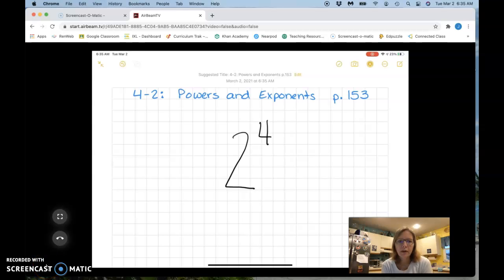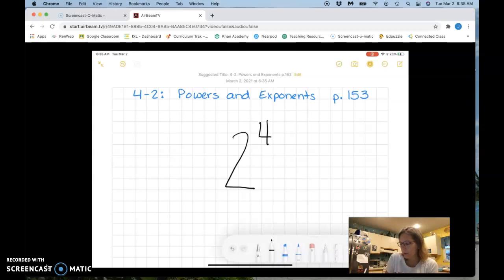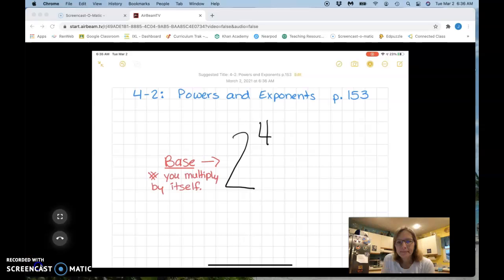Hey guys, today you're going to be learning about powers and exponents, and I know you've learned about this before, so I'm just going to do a quick review. When you see an exponent like this, we're going to label a couple of parts. The big number is called the base. This is the number that you're going to multiply by itself, okay? And then this guy up here is the actual exponent.